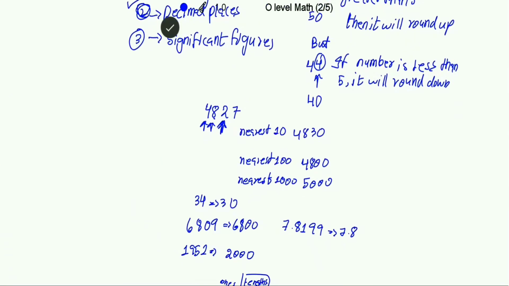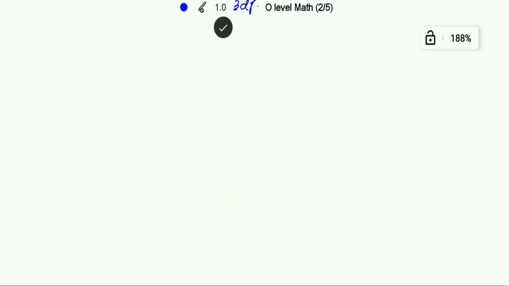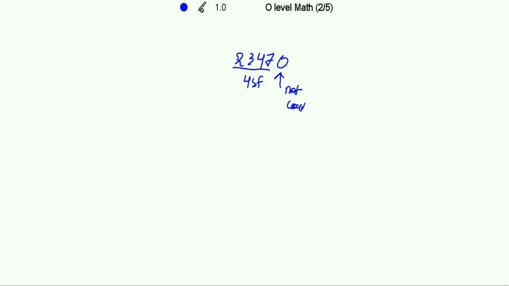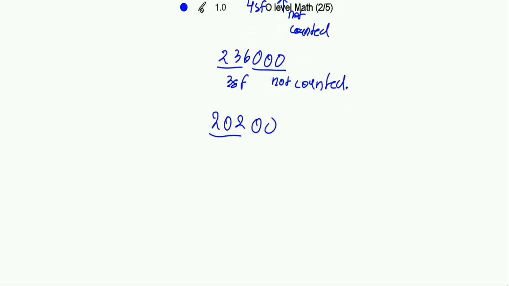Now significant figures. Numbers can be approximated to a given number of significant figures. Let's say that I have the number 2347. How many significant figures are there? There are 4 significant figures. Let's say that I have the number 236000. How many significant figures are there? There are 3 significant figures, but these zeros are not counted. Let's say that I have the number 0200. How many significant figures are there? There are 3 significant figures with the 0 in between, so we're going to count that, but the trailing zeros are not counted. This is how you find the significant figures.